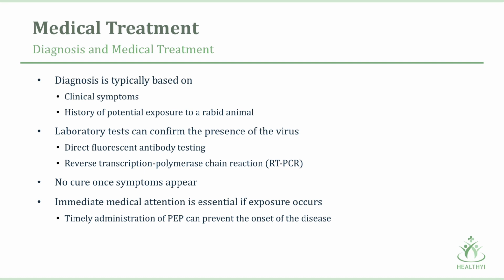Once symptoms of rabies appear, there is no known cure for the disease. Therefore, prompt medical attention is critical if there has been potential exposure to the virus. Timely administration of post-exposure prophylaxis, or PEP, can prevent the onset of the virus. PEP is a series of vaccinations that help protect against rabies.